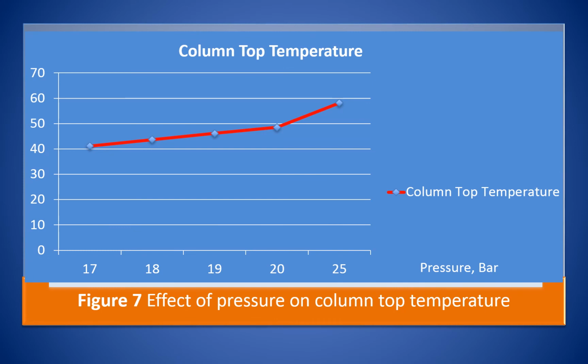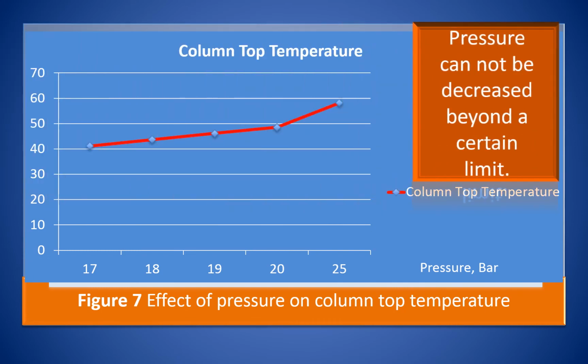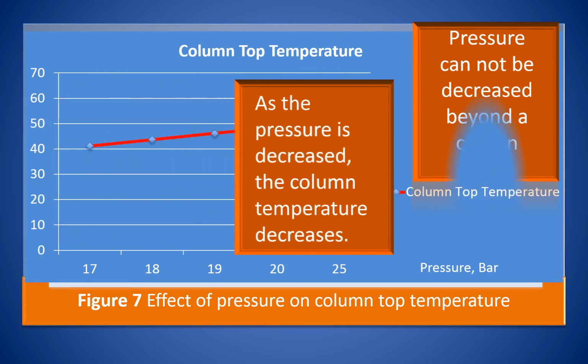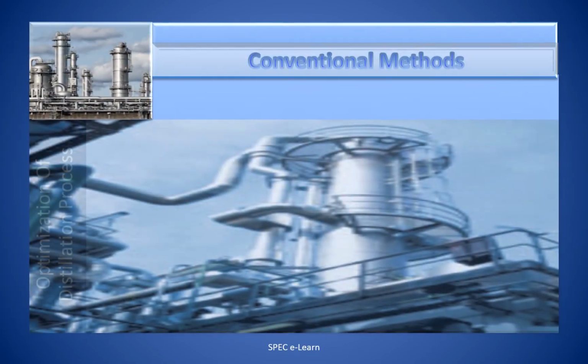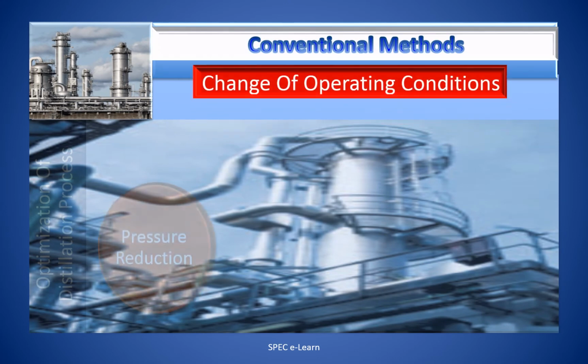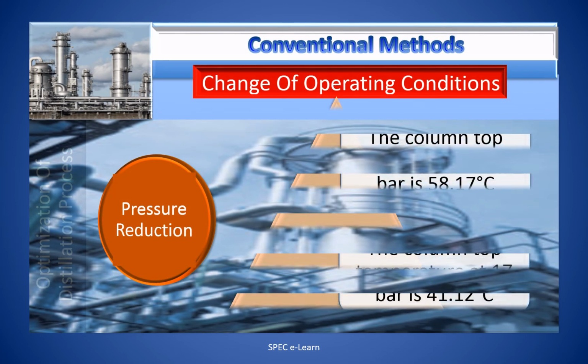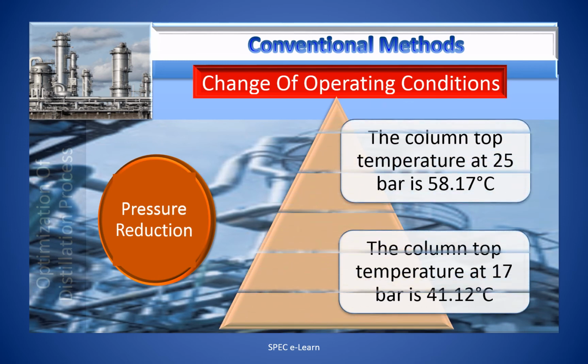The pressure cannot be decreased beyond a certain limit. As the pressure decreased, the column top temperature decreases. This is illustrated in this graph. The column top temperature at 25 bar is 58.1 degrees centigrade. The column top temperature at 17 bar is 41.12 degrees centigrade.